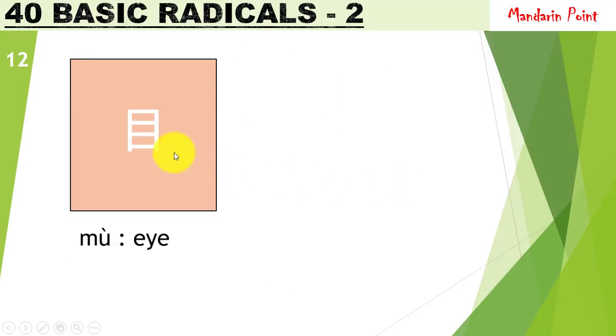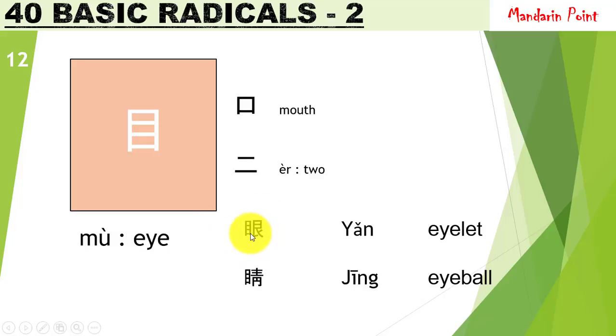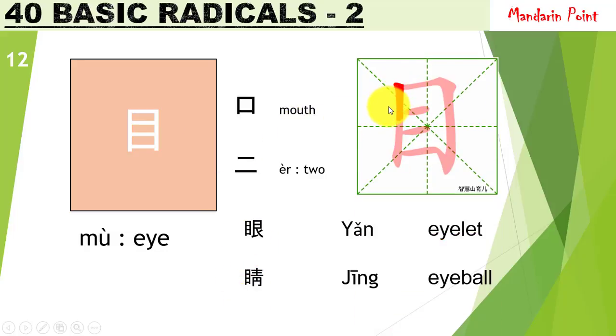The next radical is mu, mu meaning eye. So it will represent any activity, any name, or any term which is related to eye. Let's simplify this character first. The outer box is kou and the inner one is er meaning 2. So this will represent anything related to eye. For example, here we have yan, yan meaning eyelid, and jing, jing, eyeball. So both of these are names which are related to eye. So this mu is placed on left side of each name. Let's derive it from the basic strokes, and I think it is very simple, so you can do it very easily.